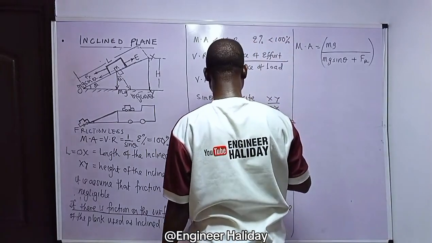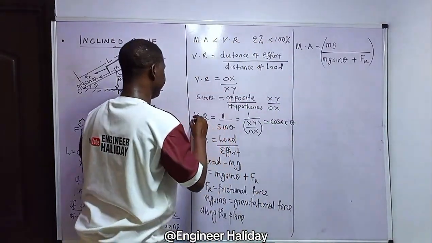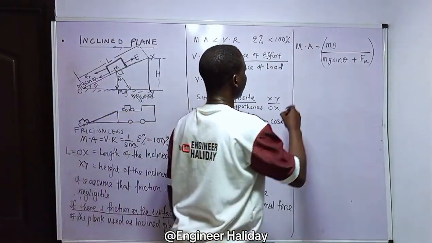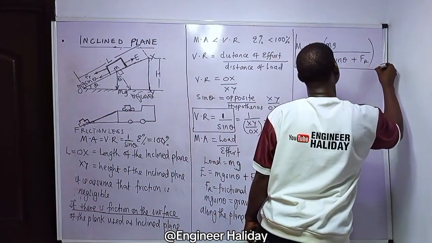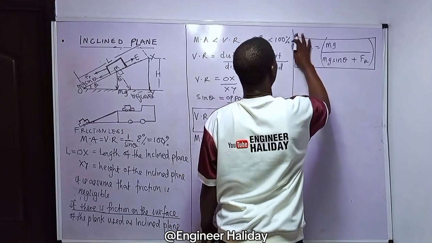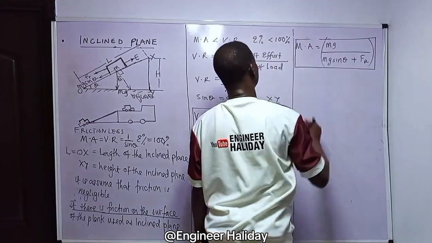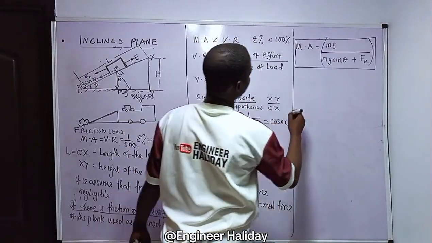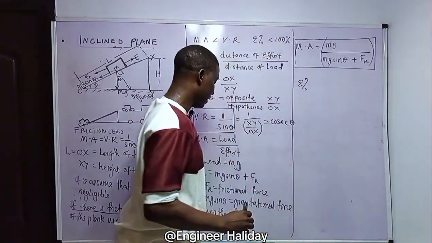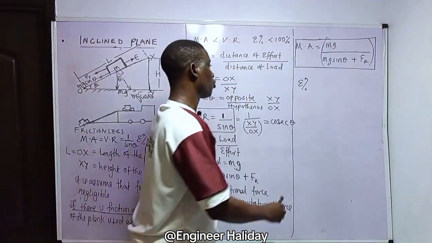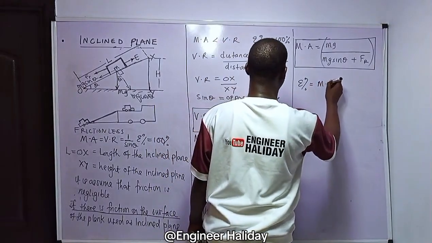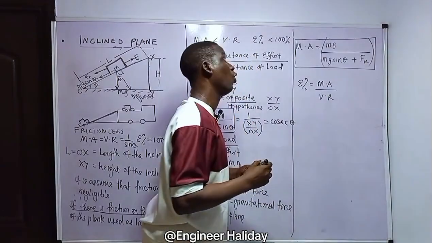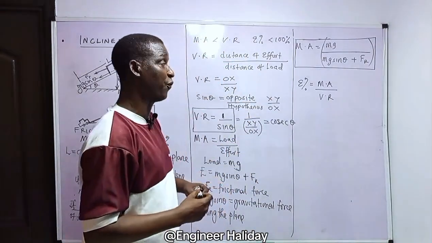So that is the mechanical advantage. Now, having known the friction, the velocity ratio, and we have also known the mechanical advantage, what is left for us to do is to calculate the efficiency of the inclined plane. So how do we calculate the efficiency of the inclined plane now? So what we do is to combine what? Efficiency equals mechanical advantage over velocity ratio. You have to go and watch the video on the efficiency of a machine.